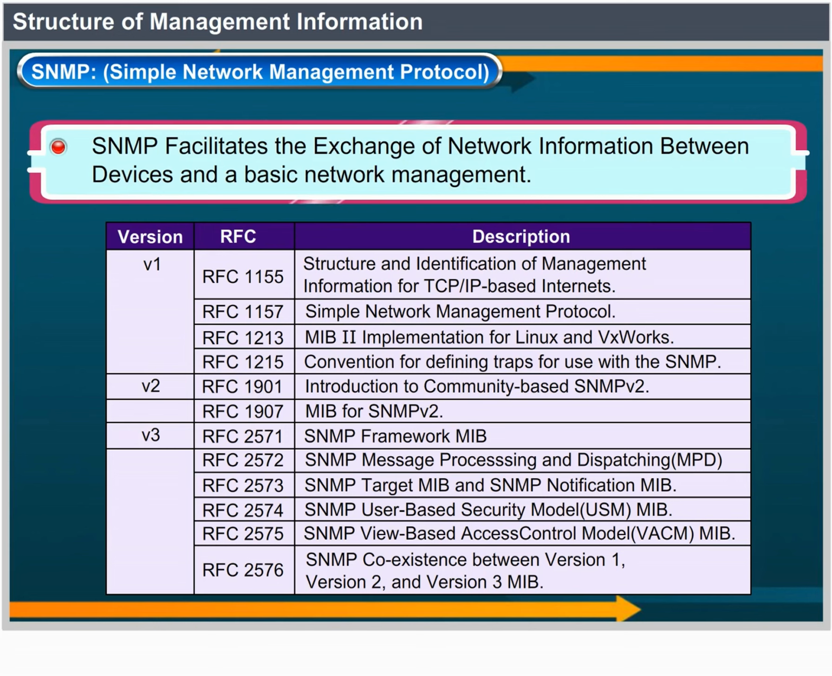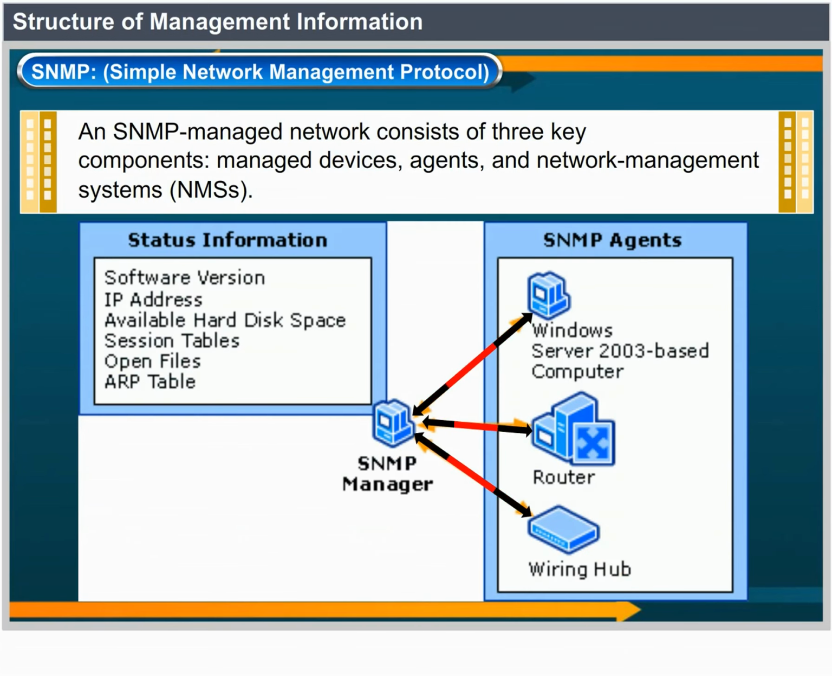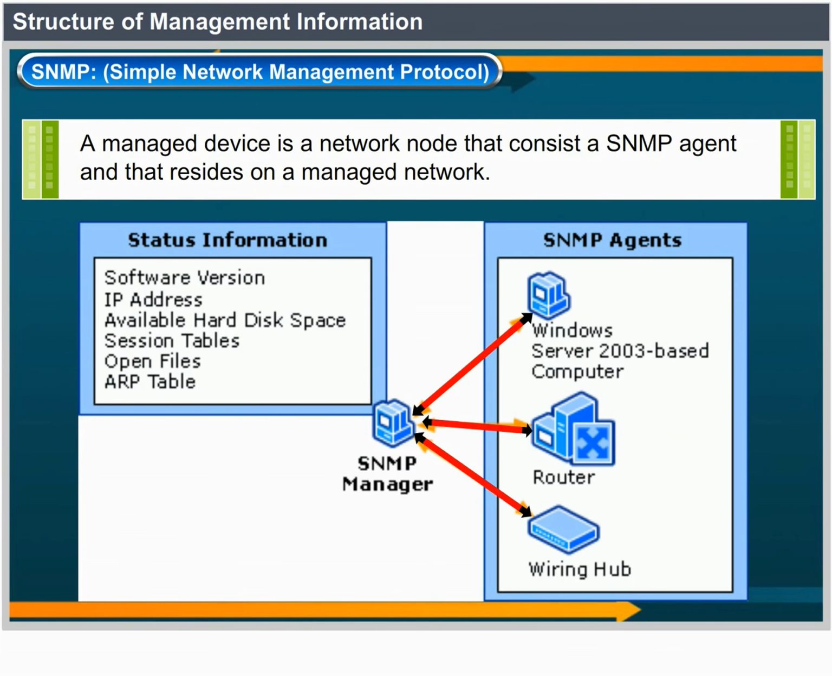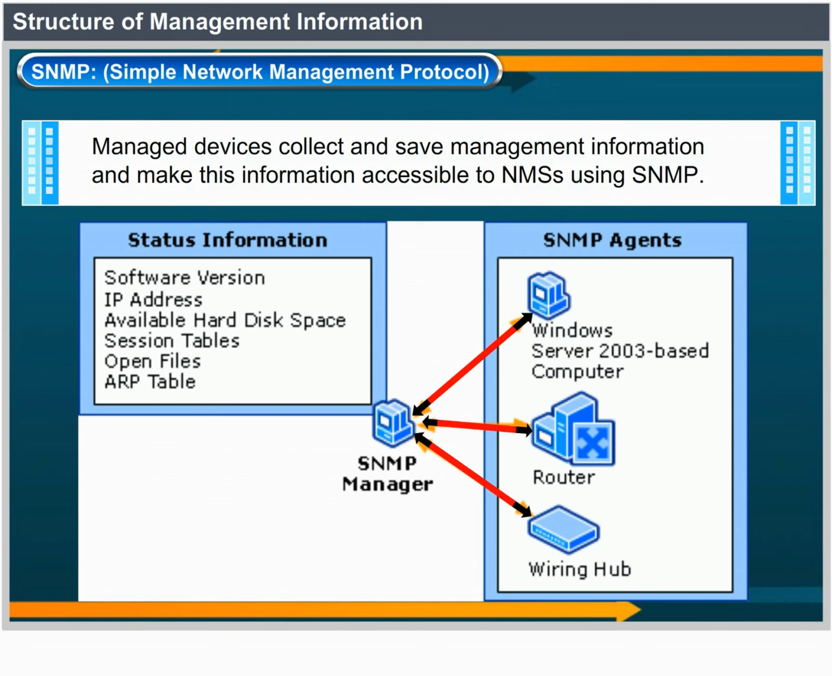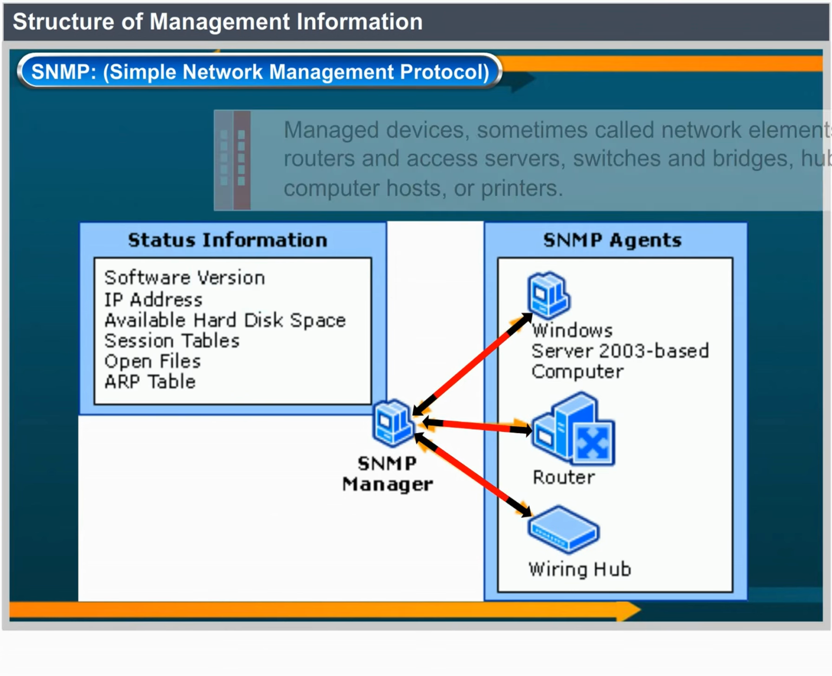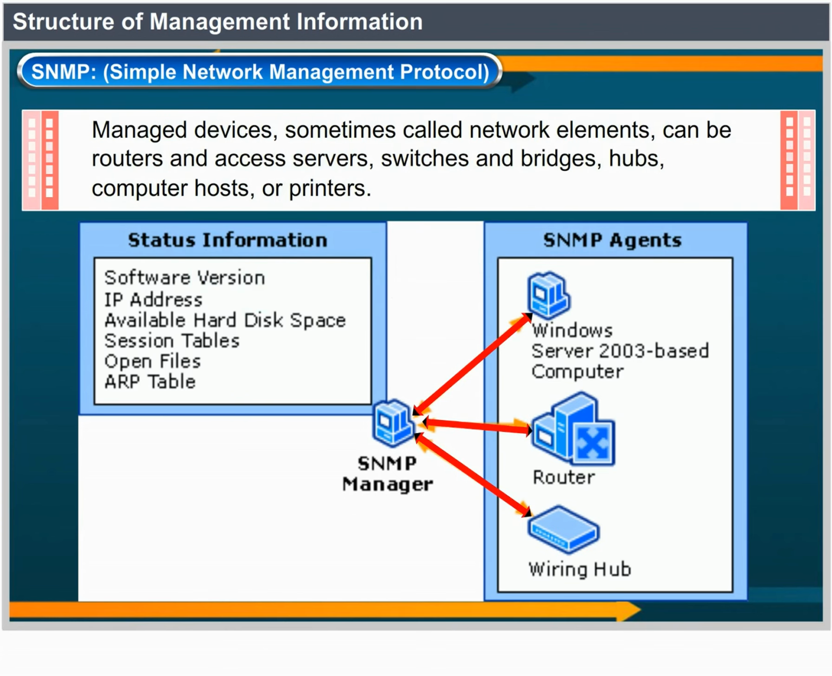An SNMP managed network consists of three key components: managed devices, agents, and network management systems or NMS. A managed device is a network node that contains an SNMP agent and that resides on a managed network. Managed devices collect and store management information and make this information available to NMS using SNMP. Managed devices, sometimes called network elements, can be routers and access servers, switches and bridges, hubs, computer hosts, or printers.